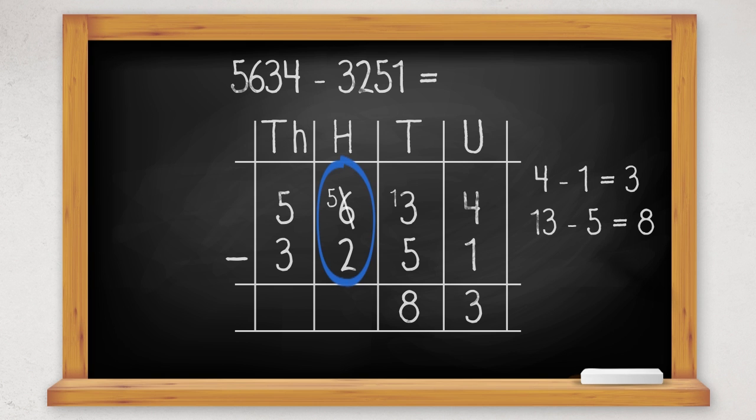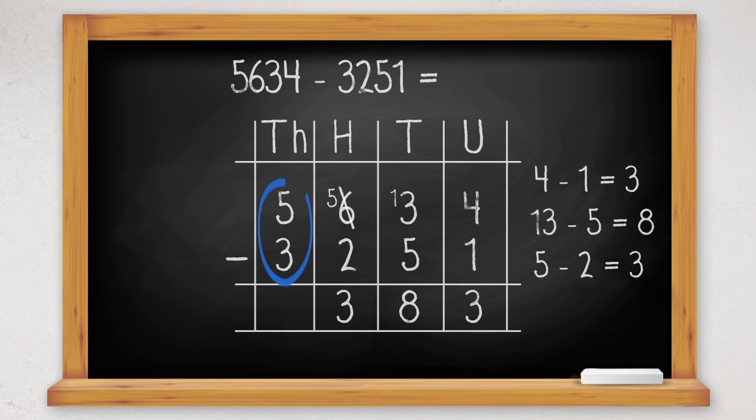Now we move over to the hundreds column. It is top, take away, bottom. In our 100 columns on the top row, we now have 500 left, and we need to take away 200s from the bottom row. 5 minus 2 is 3, so we put a 3 on the answer line in the hundreds column.